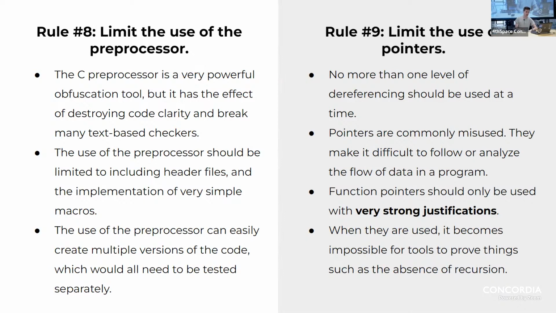So usually when you're using the preprocessor, you want to limit yourself to only including header files and very, very, very simple macros. Also, one of the other impacts that using the preprocessor will have is that it will create many different versions of your code, which, let's say, if you have 10 different values for what your preprocessor macro could be, you have to test all your software 10 times with each different parameters. And if you have a lot of them, then it starts becoming a lot of different versions to test.